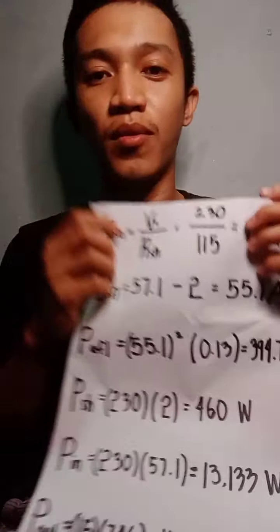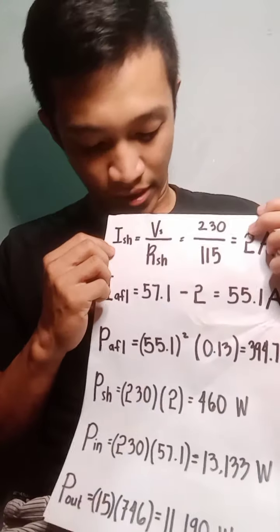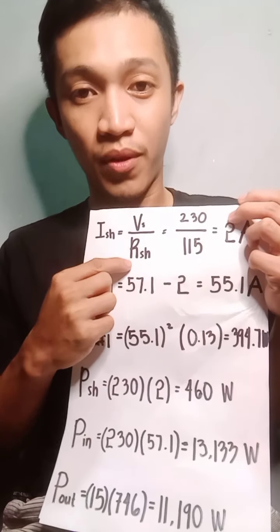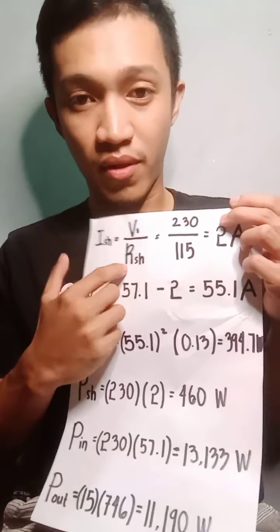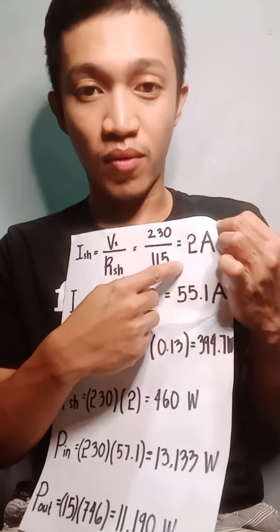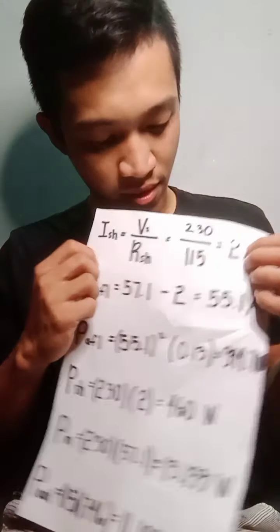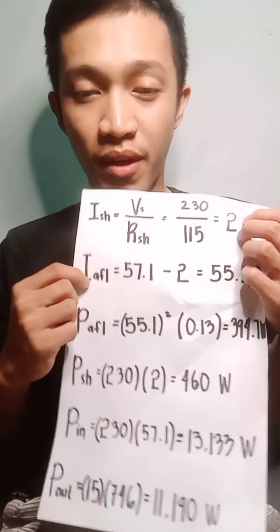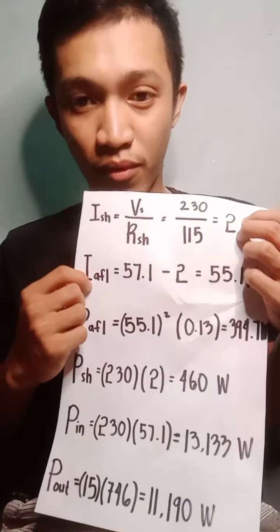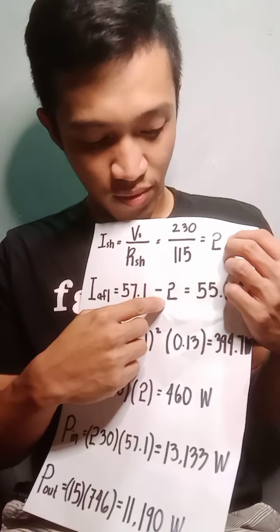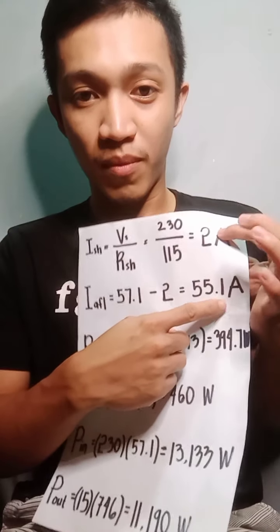Now the first thing we do is to find the field current, and that's equals to the voltage of the motor over the field resistance, that's equals to 230 volts over 115 ohms, that's equals to 2 amperes. Now we use that 2 amperes in getting the current at full load of the armature, and that's equals to 57.1 minus 2, that's equals to 55.1 amperes.